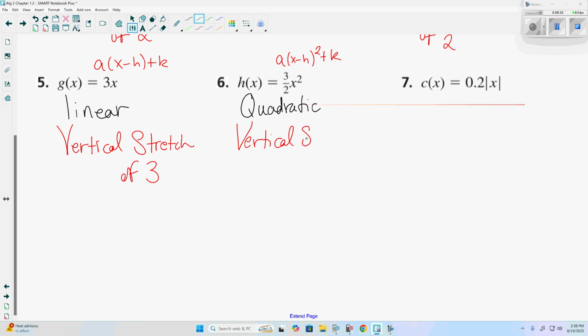Bigger. Because what is 3/2? It's 1.5, yes? So since it is bigger than 1, it's not going to be a vertical shrink, it's going to be a vertical, what? Stretch of 3/2. Just because it's a fraction doesn't mean it has to be a shrink. We have to make sure that the value is indeed bigger than 1 or between 0 and 1.